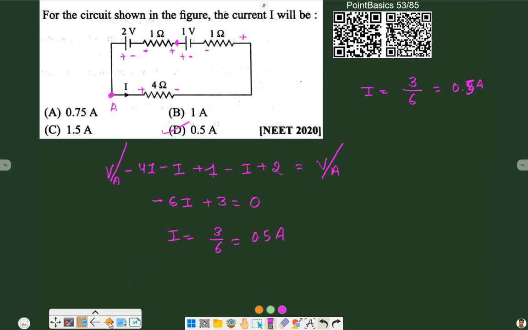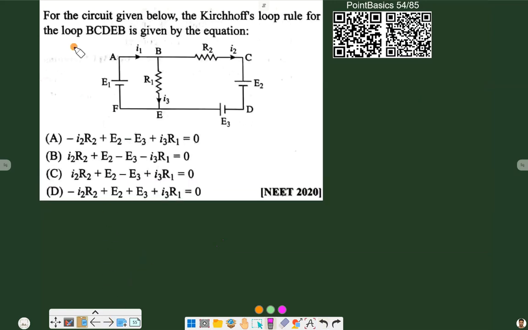Moving to the next one. For the circuit given below, Kirchhoff's loop rule for B, C, D, E, B. So B, C, D, E, B. We have to apply Kirchhoff's law in this loop, given by the equation. So we have to apply Kirchhoff's rule here. Now let's start with point B.